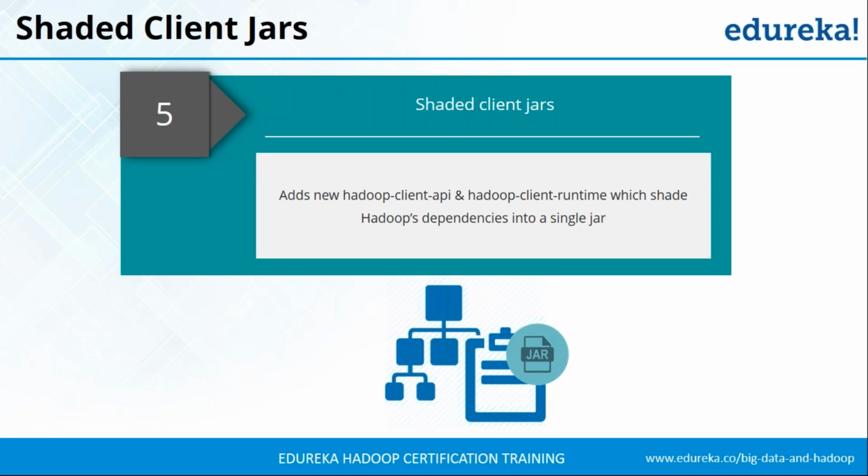In order to solve that, Hadoop 3 adds new Hadoop client API and Hadoop client runtime artifacts that combine Hadoop dependencies into a single jar. Whatever dependencies are there for your application will be combined into a single jar. Now the Hadoop client API is the compile scope and the runtime is the runtime scope. That contains third-party dependencies from the Hadoop client. So whatever dependencies are there are converted into a single jar and then it is checked.